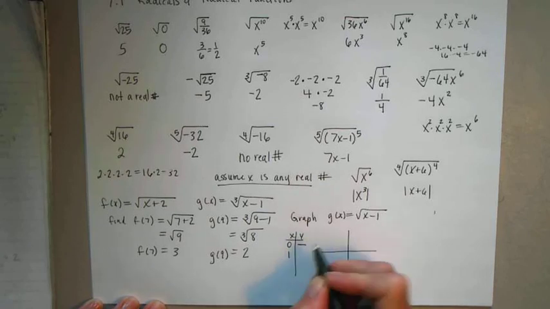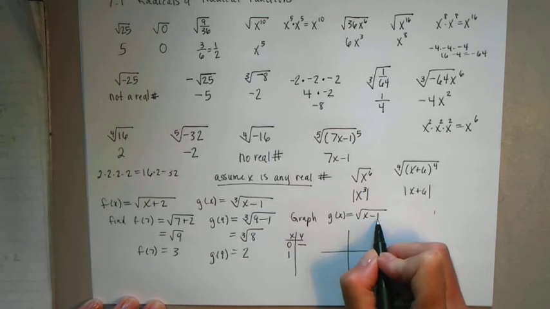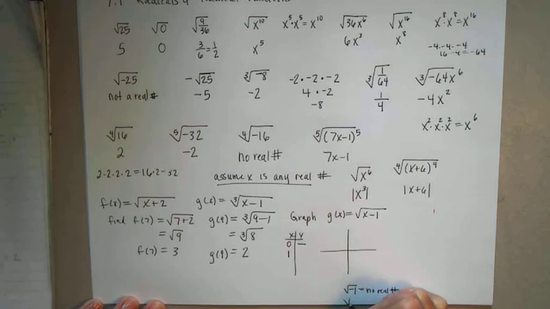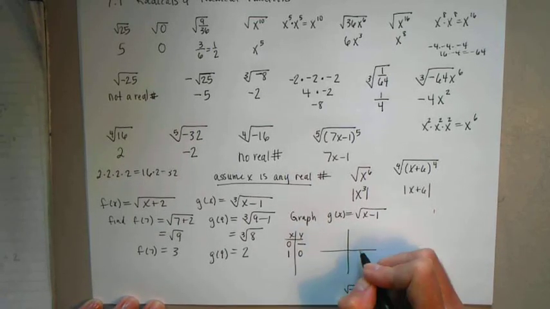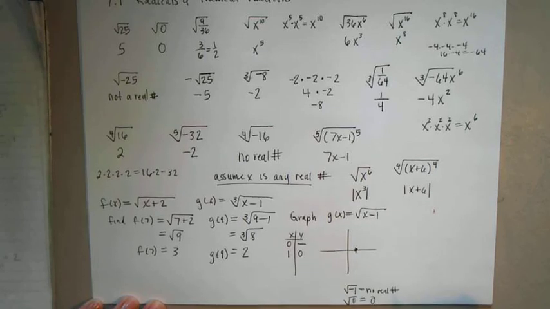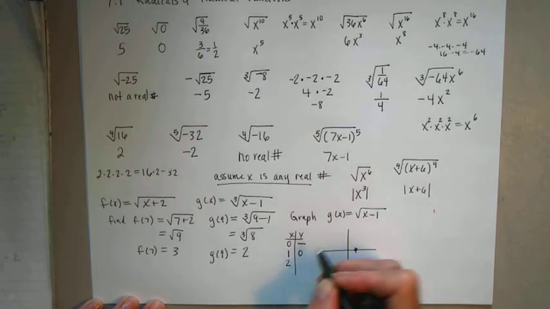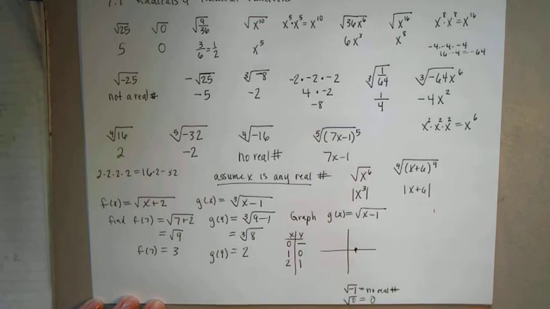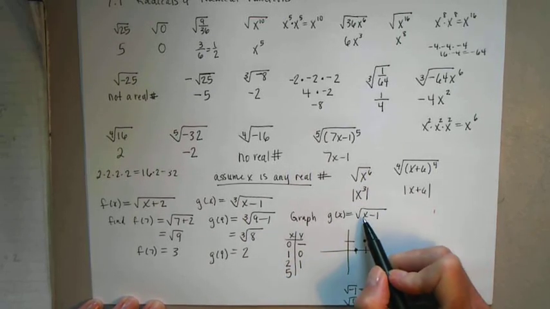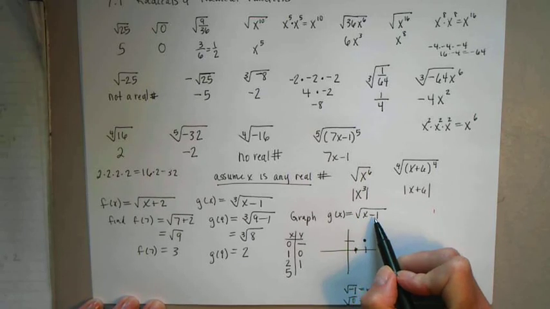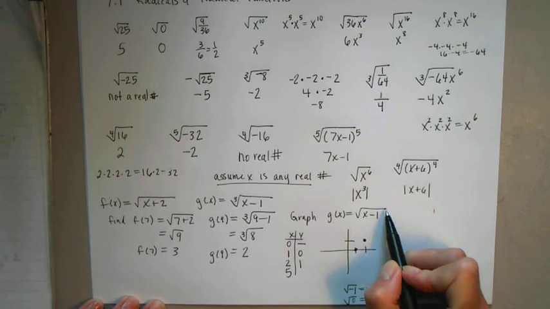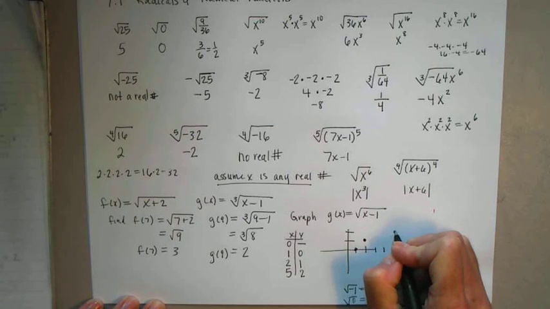But when I put in 1, what happens? 1 subtract 1 is the square root of 0. And the square root of 0 is 0, isn't it? So I can graph that over 1, up 0. Let's put in 2. If I put in 2, I get the square root of 1, which is 1, isn't it? Now let's pick a perfect root. So I'm going to go all the way to 5. Because look, if I plug in 5, 5 subtract 1 is 4. And the square root of 4 is 2, so over 5, up 2.